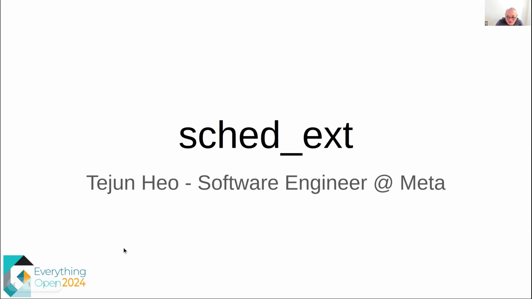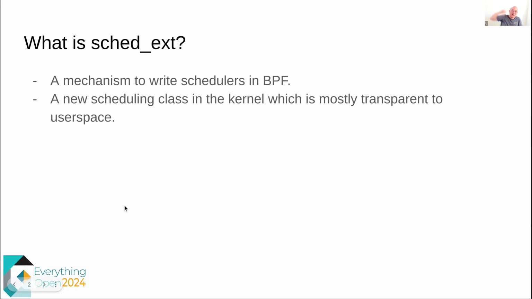So what is schedext? Who knows what a scheduler is? Cool. A scheduler is that if you have a machine, you have CPUs, right? Then you have threads that you want to run. So there are n threads and m CPUs, and you have to map them somehow. That's what a scheduler does. Sometimes you have more threads than CPUs, sometimes fewer. You still have to decide which CPU runs which threads. That's what the CPU scheduler does.